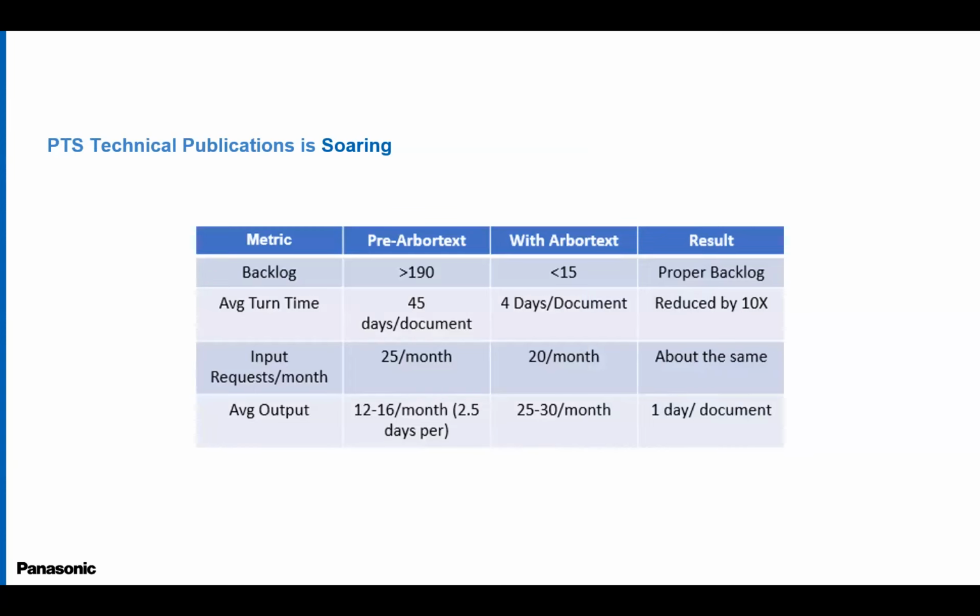So this is a quick summary. In the pre-Arbortext column there, we had greater than 190 documents in our backlog. We had a 45-day turn. We had 25 requests per month coming in, and we only had about 16 output going out the door per month, which is 2.5 days' worth of work per document that we had to write.